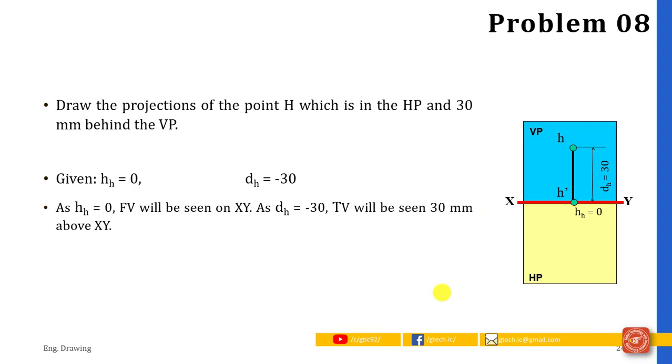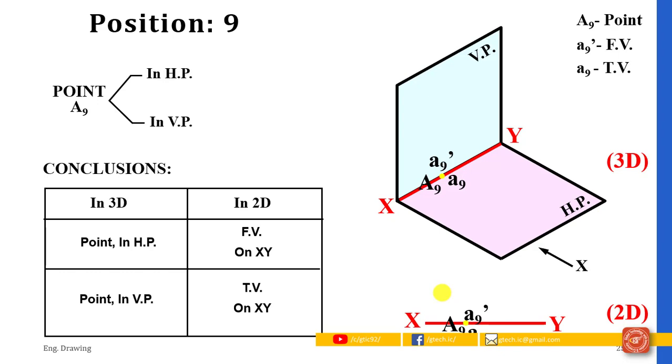Now solve problem number 8 for the projection of point H, which is in the HP and 30 millimeter behind the VP. In position 9, the point is in HP and in VP, meaning the point lies basically on the XY line. So the front view and the top view are drawn on the XY line.